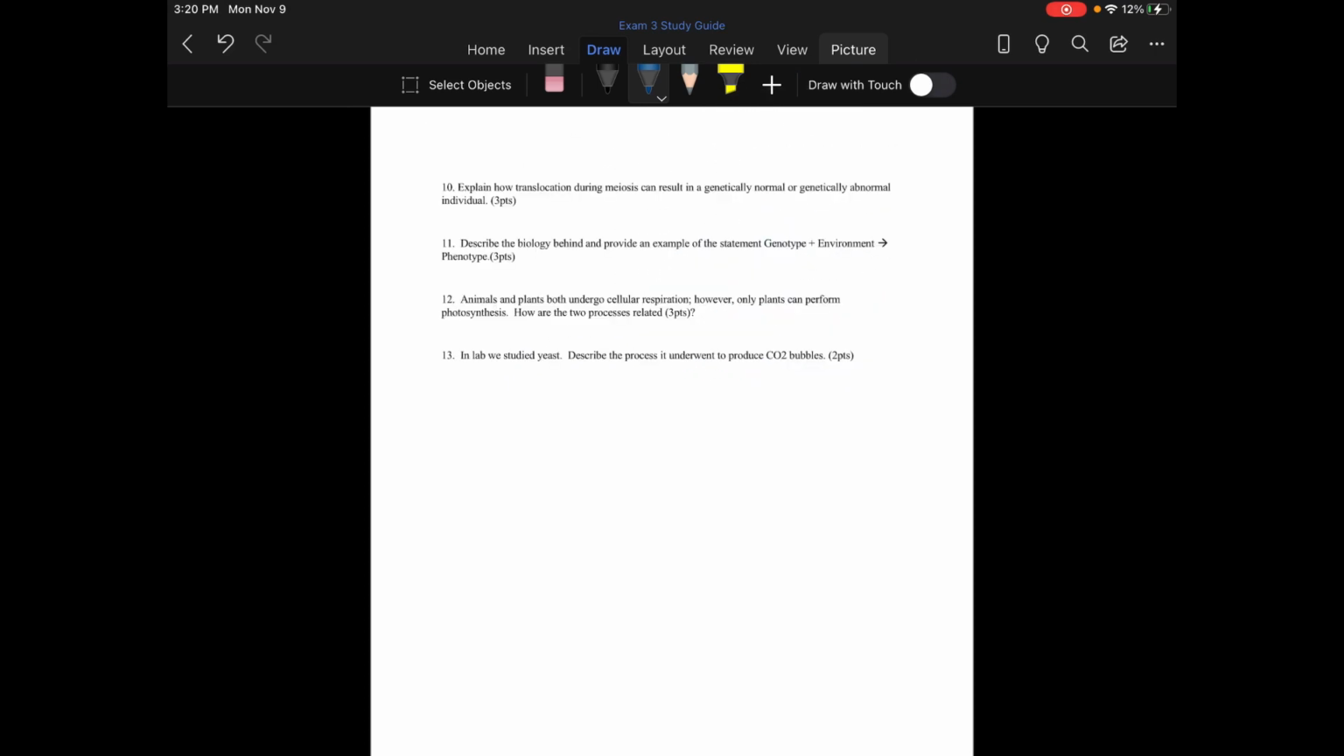Next question. Explain how translocation during meiosis can result in a genetically normal or genetically abnormal individual. Well, translocation is where part of one chromosome can end up on another chromosome, so it really depends on how the non-disjunction or how the inheritance of chromosomes after metaphase 1 and metaphase 2 happens. If you still end up with all the parts of the chromosome that you need, even if they're on different places, you can still have a genetically normal individual.